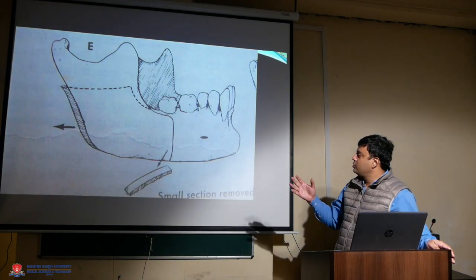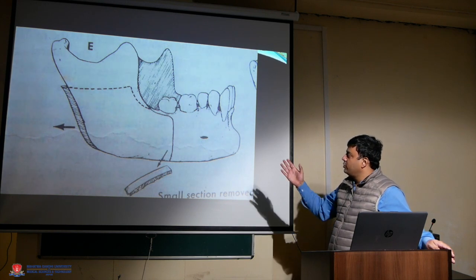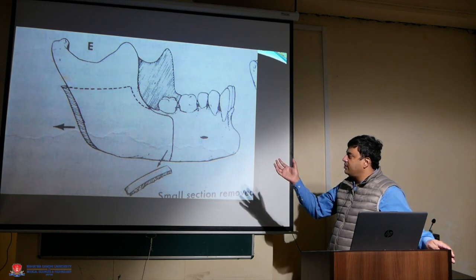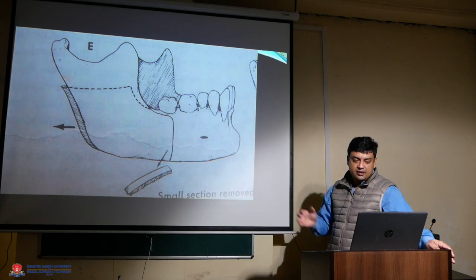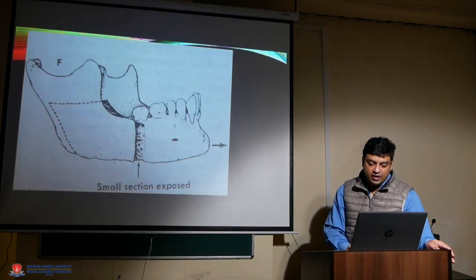And then you can do small sections. If you remove some part, you can do a setback. If you extend it, then a sliding osteotomy is proceeded. You can extend it also.